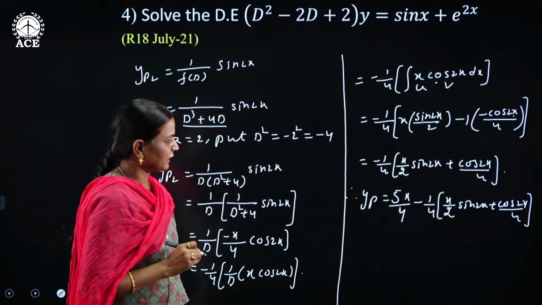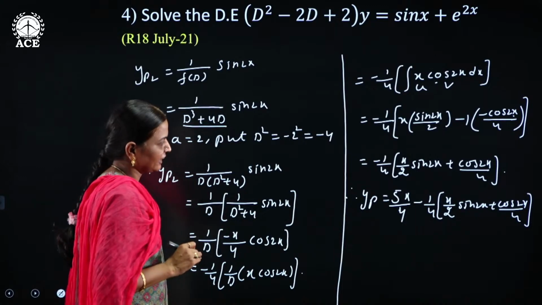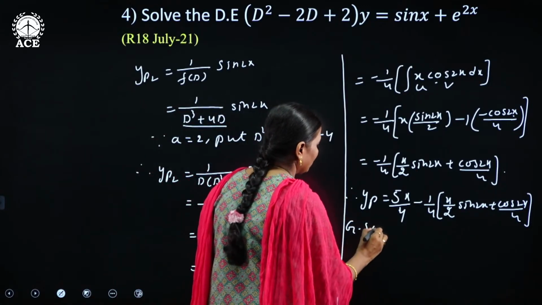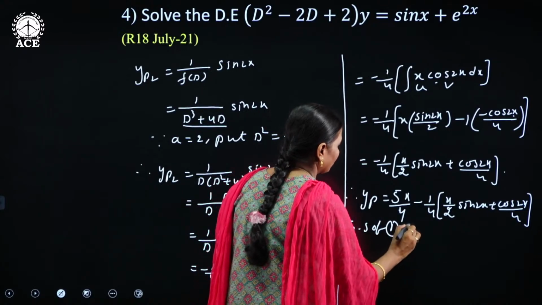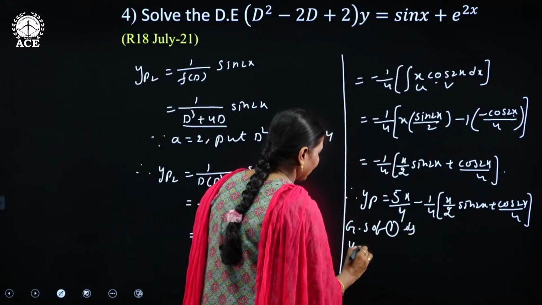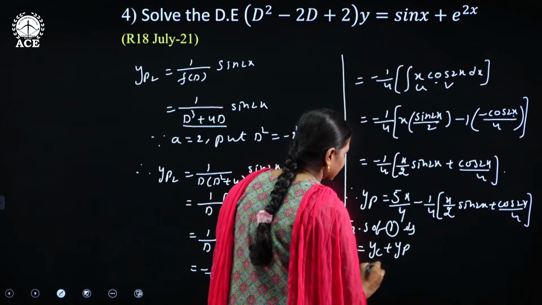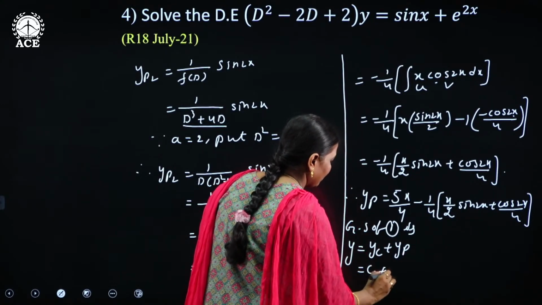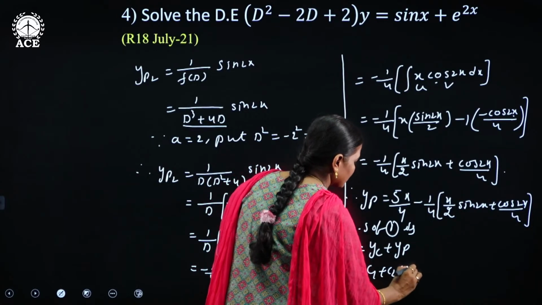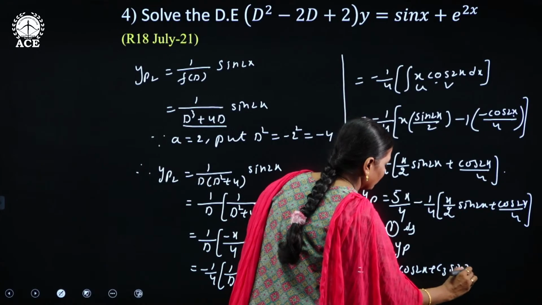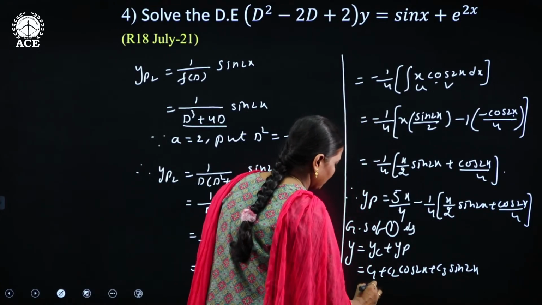This is the particular integral. At last, write the general solution. What is the general solution? So, the general solution of the given equation. The general solution of equation 1 is y is equal to yc plus yp. So, what is the yc? c1 plus c2 cos 2x plus c3 sin 2x plus the particular integral.